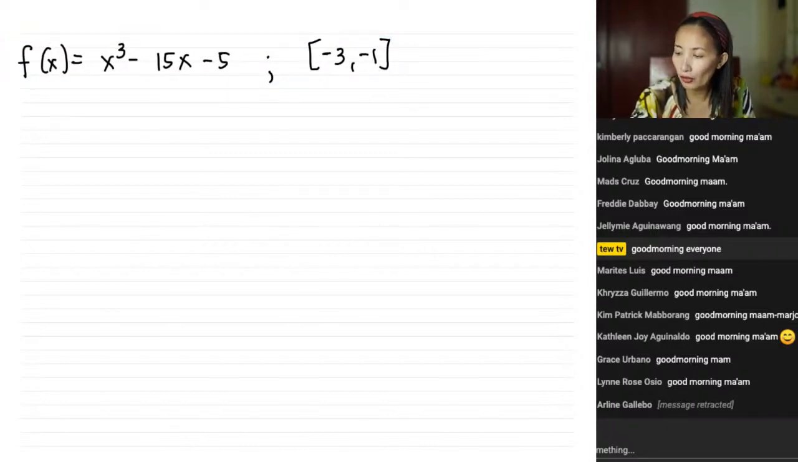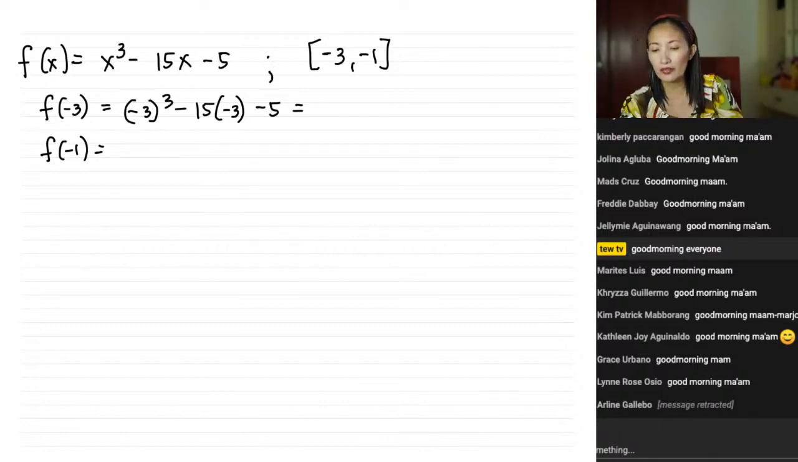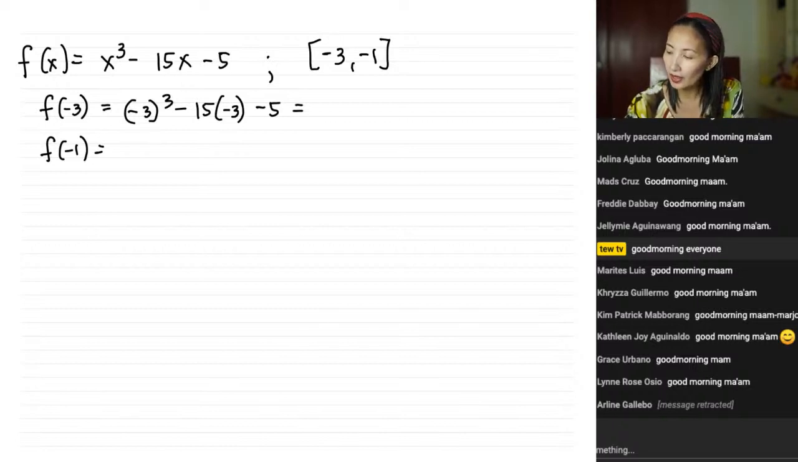So, we also have to look for f of negative 3 and f of negative 1. We will identify which among the function values is the greatest and which one is the least, or the smallest. So, f of negative 3 is negative 3 cubed minus 15 times negative 3 minus 5. What will this be? Negative 3 cubed is negative 27 plus 45 minus 5, which is 13.